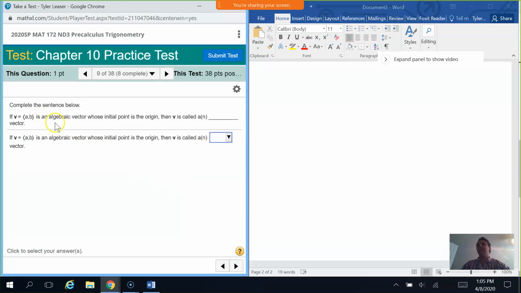Another definition thing here. Complete the sentence below. If V equals <A, B> is a vector whose initial point is the origin, then V is called blank. So yeah, just straight up definition. This is what's called the position vector.